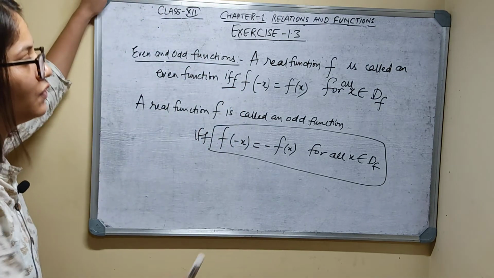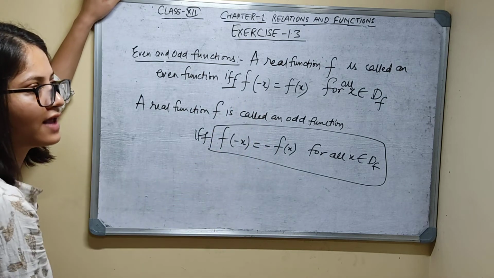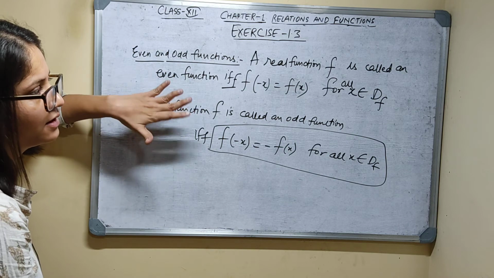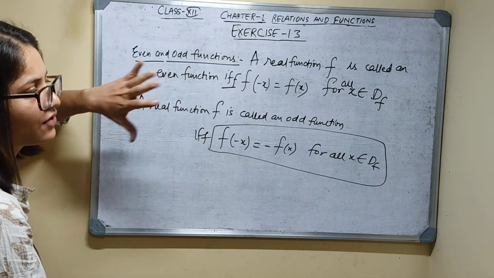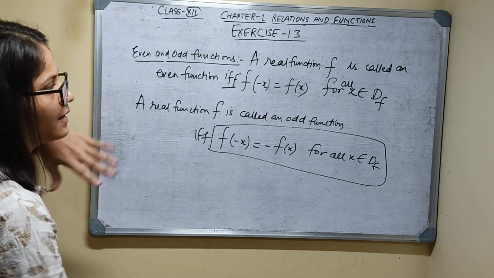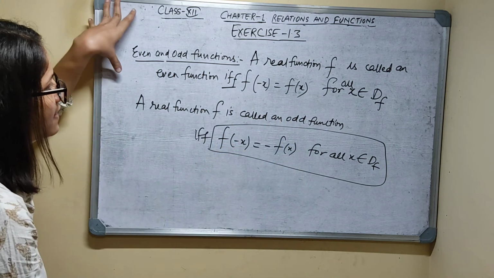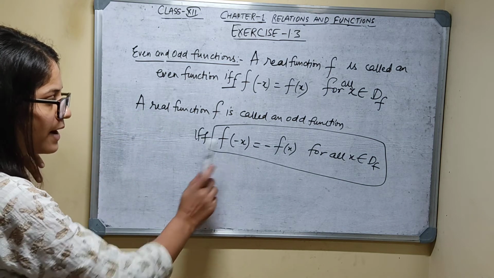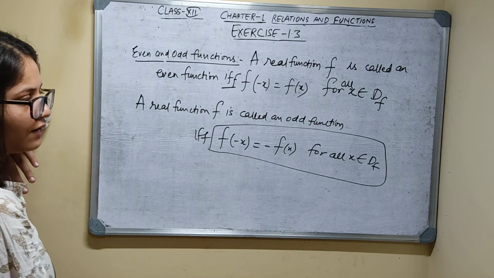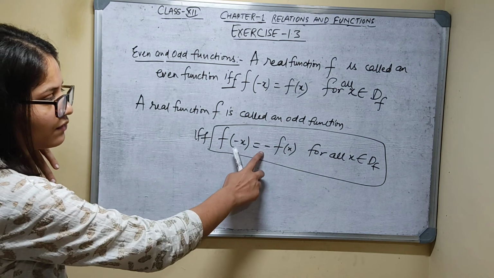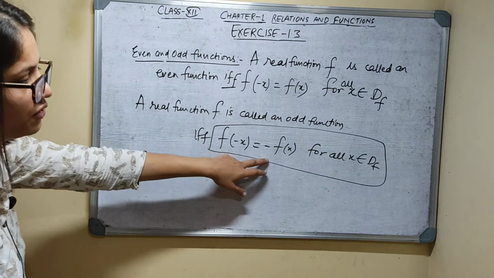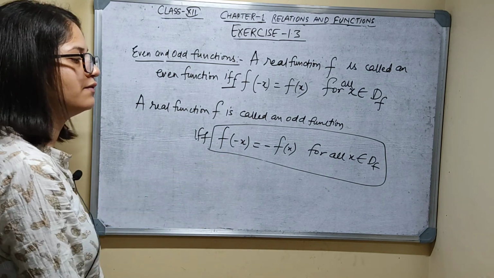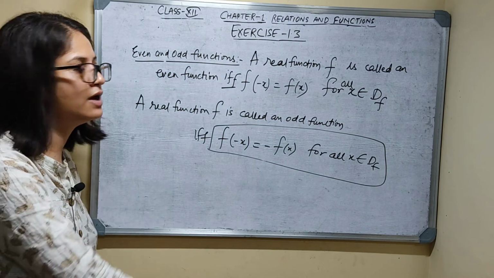Even function is what? If you put, at the place of x, minus x, the equation does not change or the function does not change. The function is same as it is, as f of x. Then I can say this function is an even function. A function is called an odd function when I put minus x, the whole function you have to multiply with minus 1. So all signs will change. So this is called an odd function for all x belongs to domain of a function.